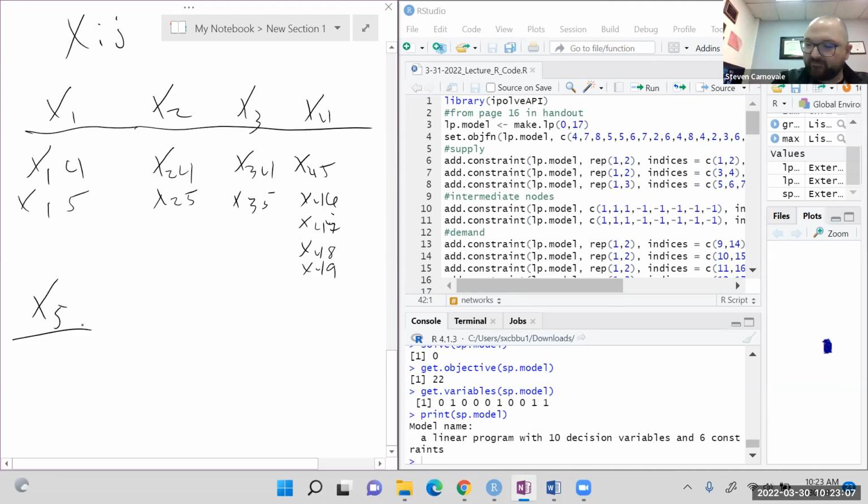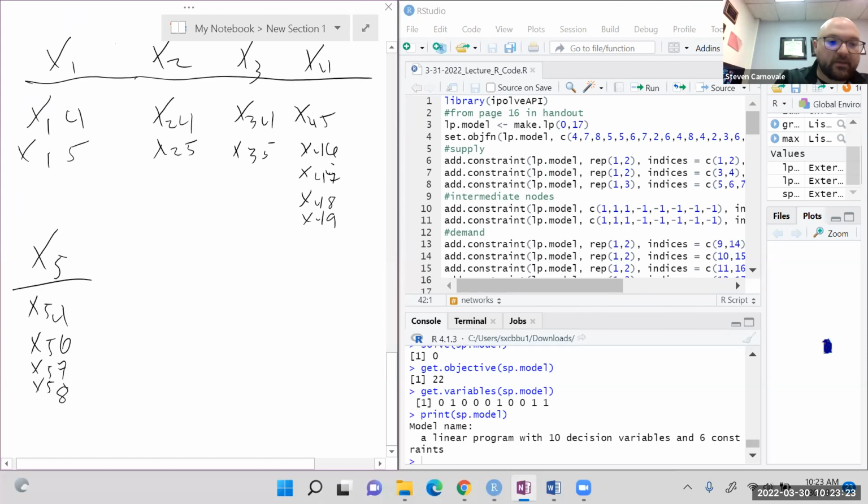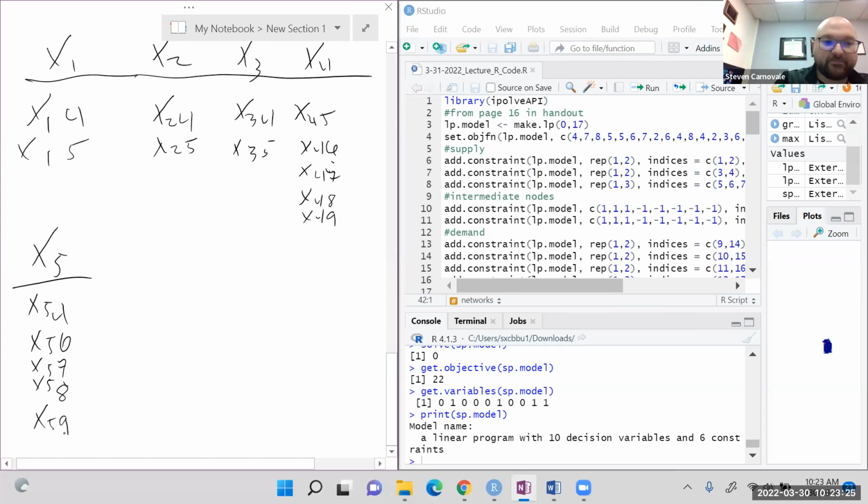Same insofar as it goes back and forth between 4. So if I start looking at X5, I have X5, 4, because there's that flow backwards. Then I have X5, 6, X5, 7, X5, 8, and X5, 9. Okay. So now when I look at the coefficients for each of these, for X1, the flows, I have 4 and I have 7. For X2, I have 8 and I have 5. For X3, I have 5 and 6.